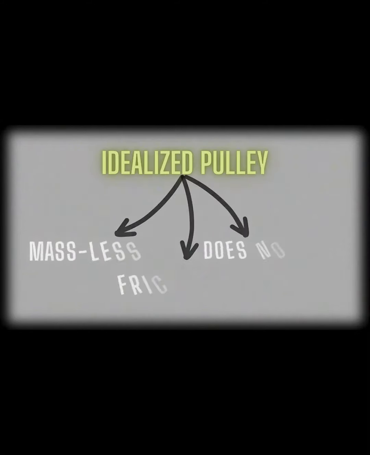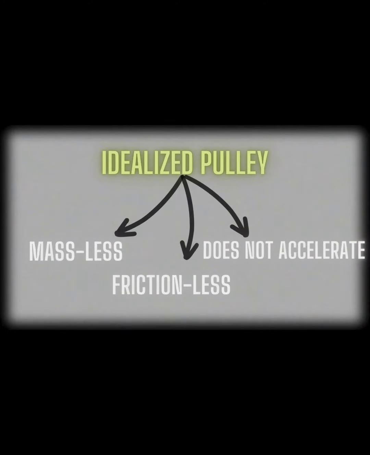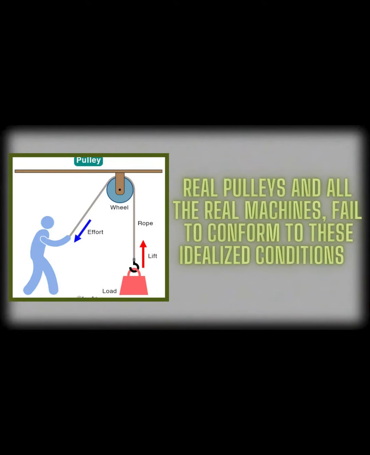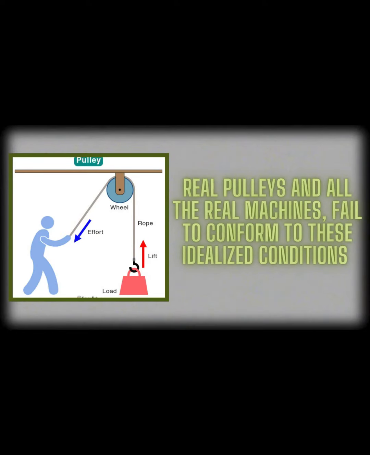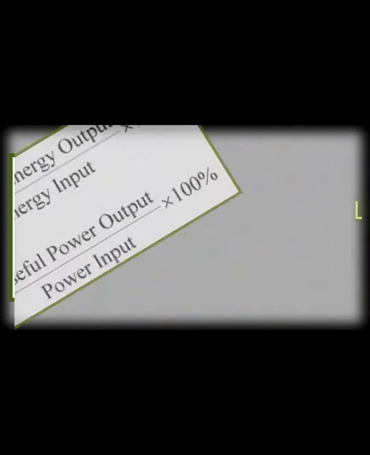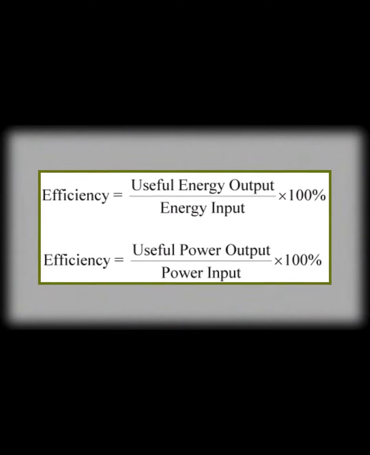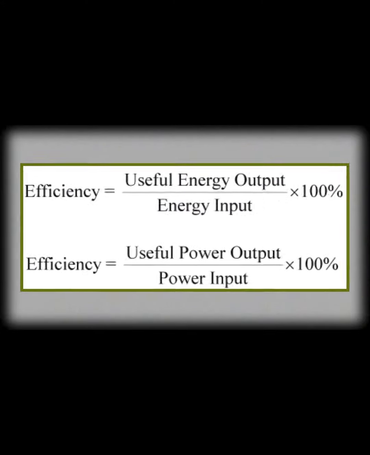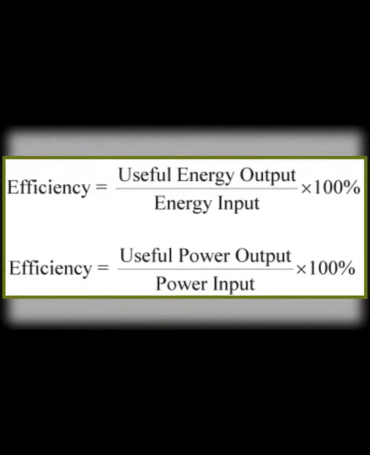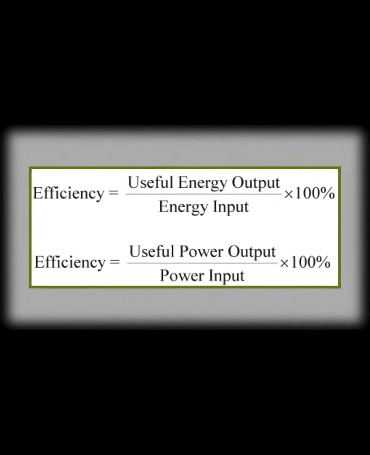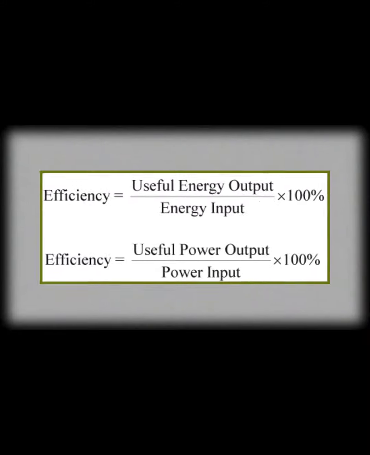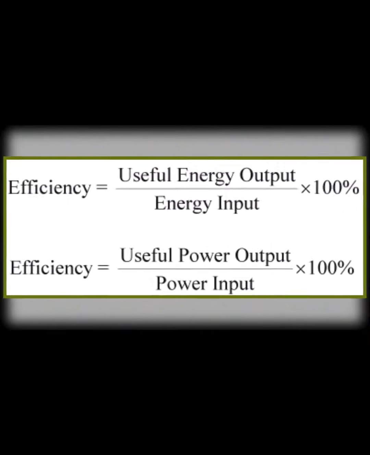The idealized pulley is massless and frictionless, and under these theoretical conditions, the work put into the system, which is the exertion of force through a distance of rope, will exactly equal the work that comes out of the system. Real pulleys, and all real machines, fail to conform to these idealized conditions and do not achieve 100% efficiency in conserving energy output to input. Efficiency is often expressed as a percentage by multiplying the efficiency ratio by 100%. The efficiency of a machine gives a measure of the amount of useful work generated by the machine for a given amount of work put into the system. A corollary of this definition is that the percentage of the work put into the system that becomes unusable is due to non-conservative or external forces.